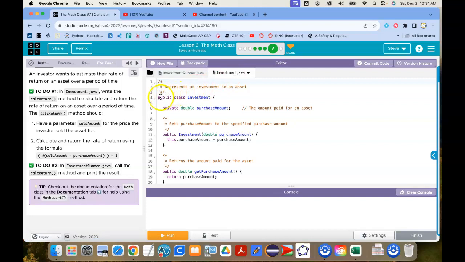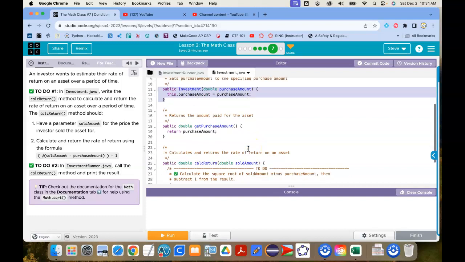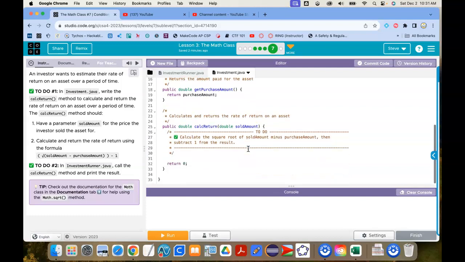So investment. It's a private variable, which is the amount of the investment that you must have purchased. And if I look at the constructor, it's a purchase amount. And then there's my getter method. And this is what we are going to have to do. We are going to have to do something with this double calc return method where I return the sold amount, though I don't know what the sold amount is. But let's see. So in the investment Java, write the calc return method.